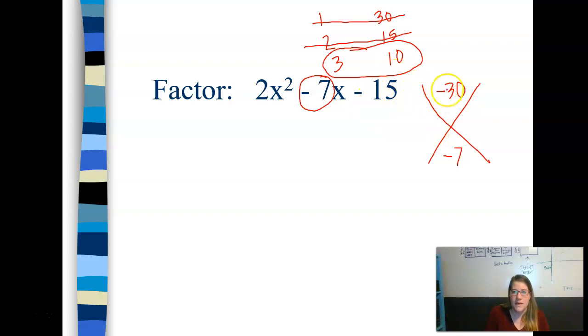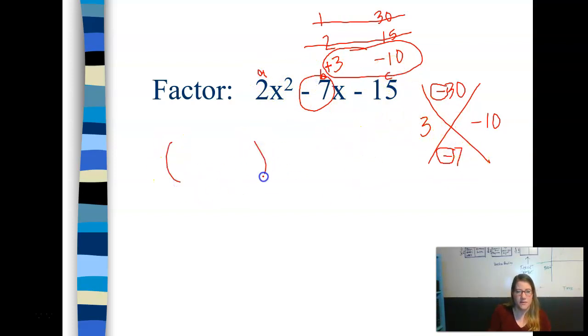I know that one of them has to be negative because our a times c is a negative. When I add them together, I want to get negative 7. So again, if I did negative 3, that would give me 10 minus 3, which is positive 7. So instead, I'm going to make 10 negative because negative 10 plus 3 equals negative 7. So 3 and negative 10 are those two numbers that multiply to a times c, this is a, b, and c, and add to b.